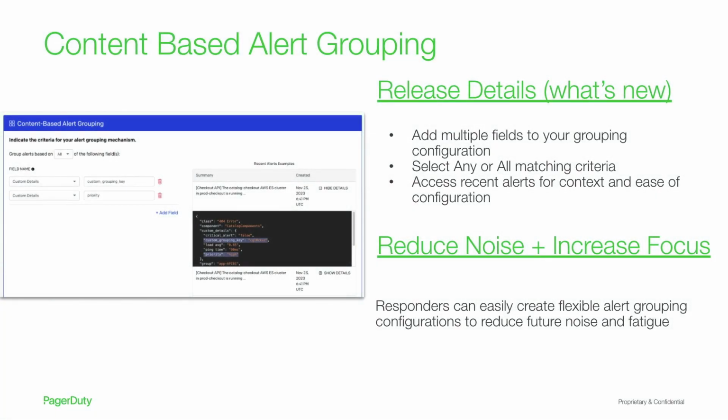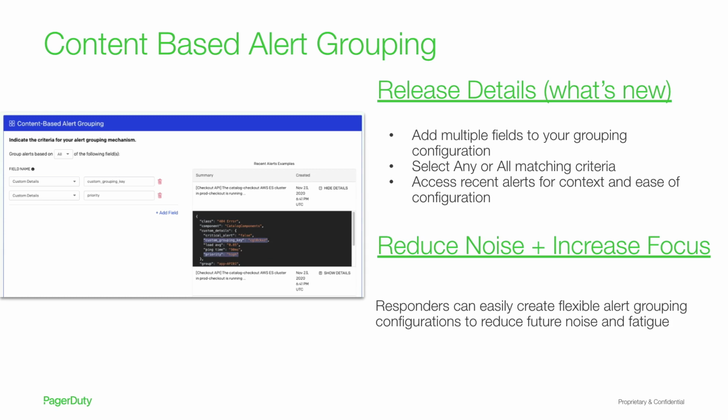With content-based alert grouping, you select which fields you want to group on when an exact match occurs, both from PagerDuty's common event format or custom details you can send with your alert data. You can choose whether all or any of your matching criteria must be met, and make the process simple to set up through an intuitive user interface that surfaces recent alerts and lets you directly select the fields you want in your configuration.